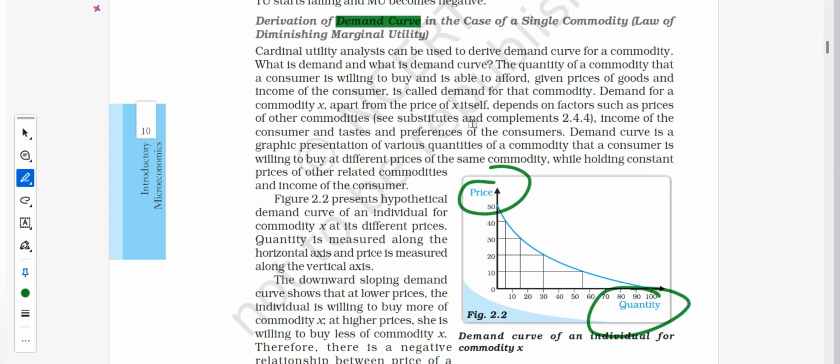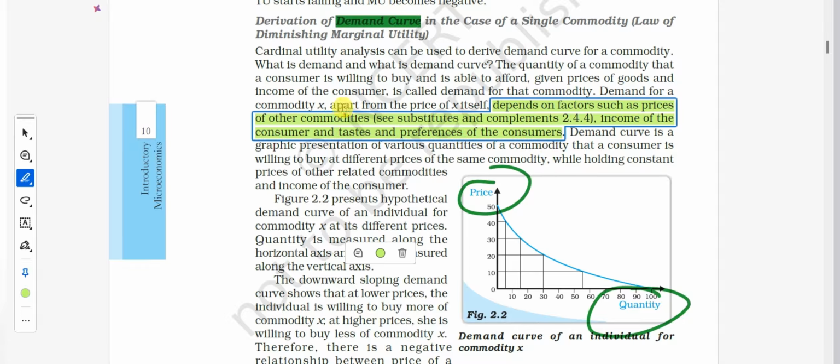So here we can see that demand for a commodity depends on factors such as price of other commodities. I'll talk about this as well. Income of the consumer, taste and preferences of the consumer.